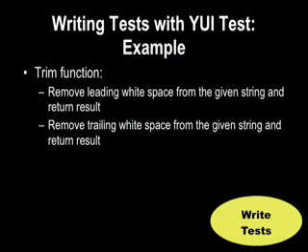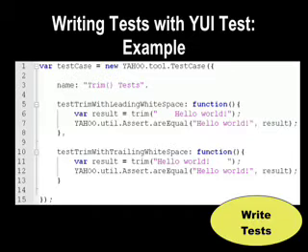So an example of this. If we go back to our trim function, which we said there were really two requirements for, having to do with the leading and the trailing white space. So tests for this would look something like this. We have a test case. The name is trim test, because that's the method that we're testing. And the first test is to test with leading white space.